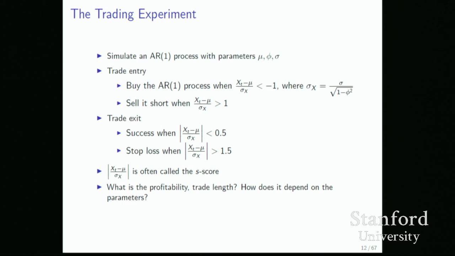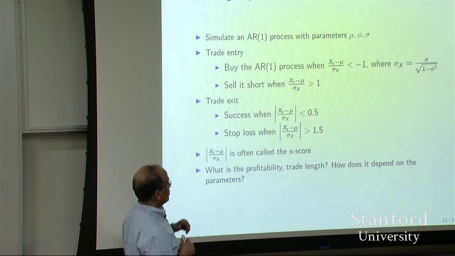Here we are using an autoregressive model, which means that xt has some memory, and that's going to change the trading behavior. We also have the trade exit. If the ratio is less than 0.5, we'll say success and quit, and if the ratio exceeds 1.5, we are going to exit the trade because the loss is mounting.